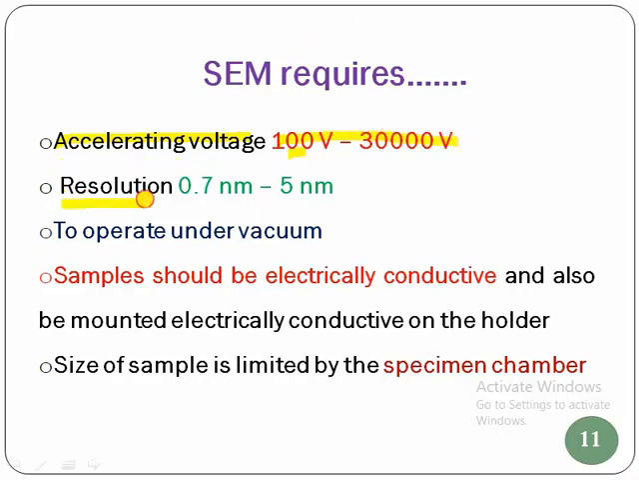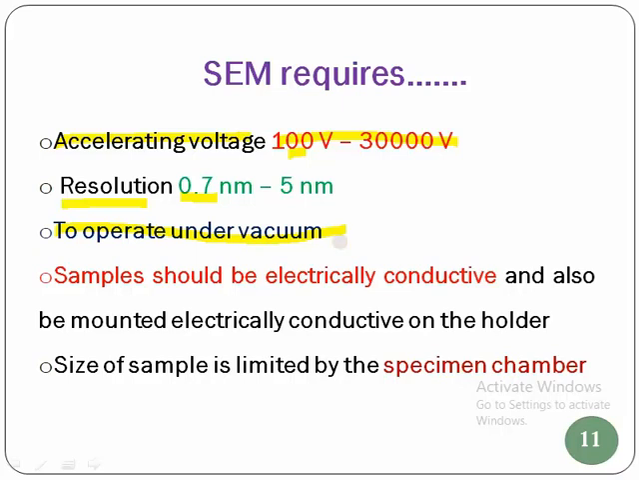Now resolution. Obviously we will get a resolution of 0.7 nanometer to 5 nanometer. To operate under vacuum is also a very important requirement. We should operate the scanning electron microscope under vacuum at all times to avoid interaction between the electrons and atmospheric particles as well as gas molecules.